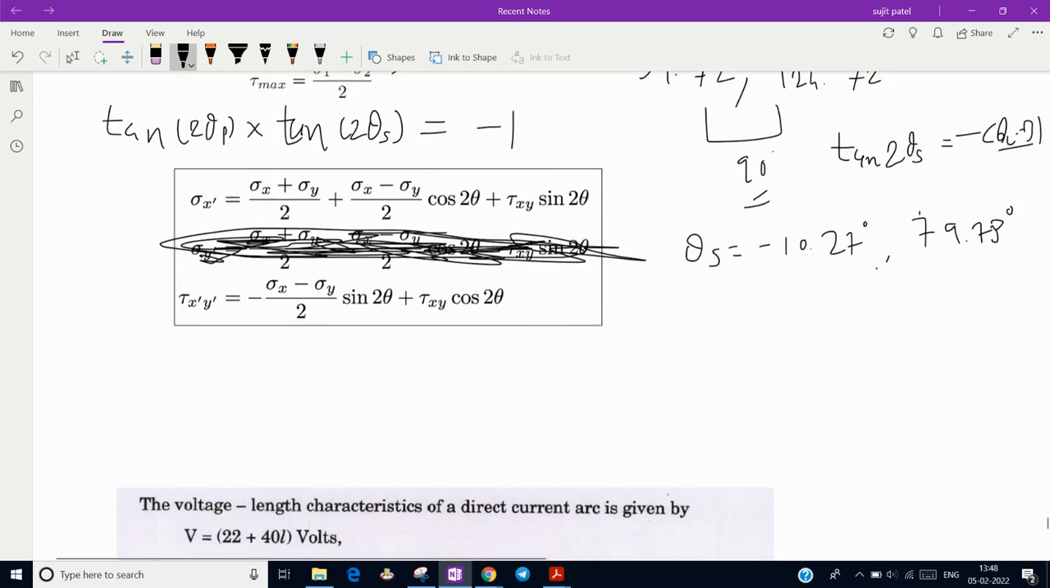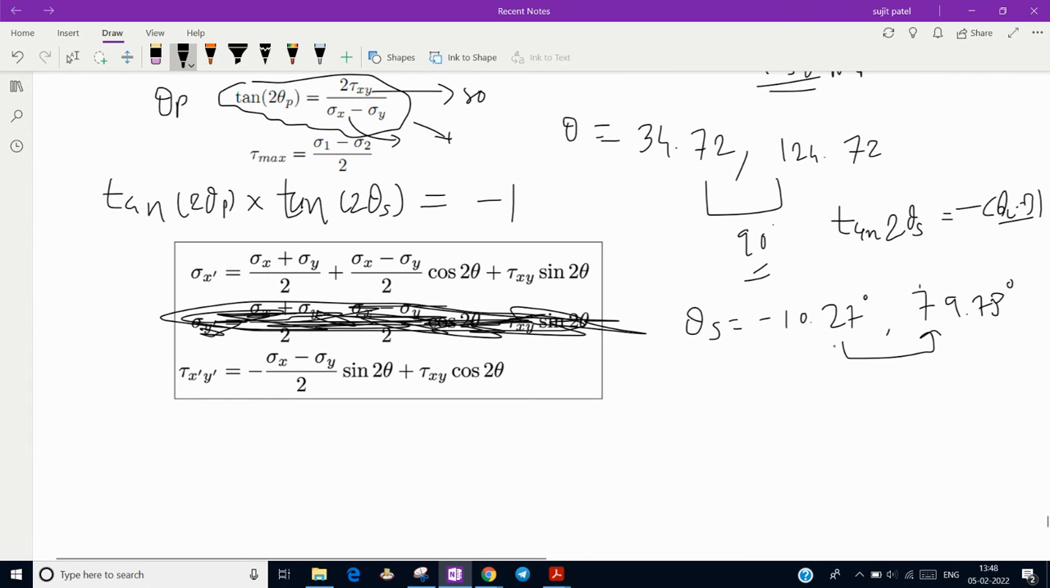Okay, so these are the two values of stresses.